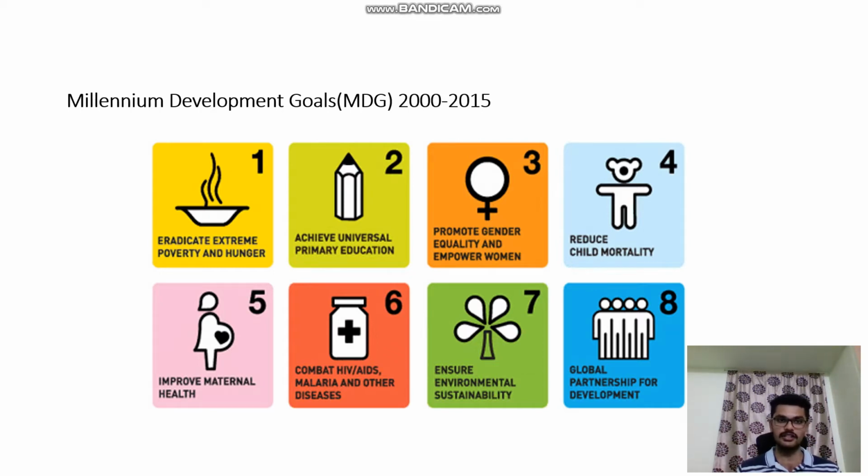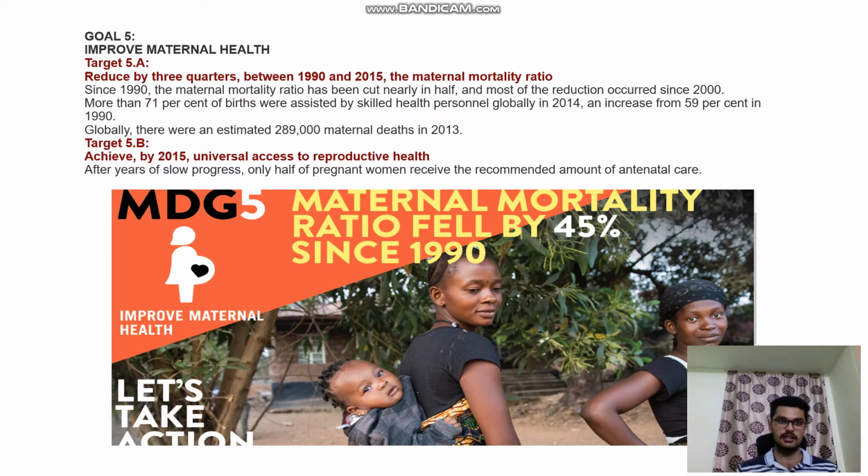The fifth objective was actually split into two, 5A and 5B, which were related to improving maternal health. The first part, 5A, aimed to reduce by 3/4 the maternal mortality ratio by the year 2015 compared to 1990. And the results were astounding as well. Since 1990, by the year 2014, the maternal mortality ratio was nearly cut in half, most of which had actually taken place since the year 2000, when Millennium Development Goals came into act. More than 71% of births were assisted by skilled health personnel globally in the year 2014, an increase from 59% in 1990.